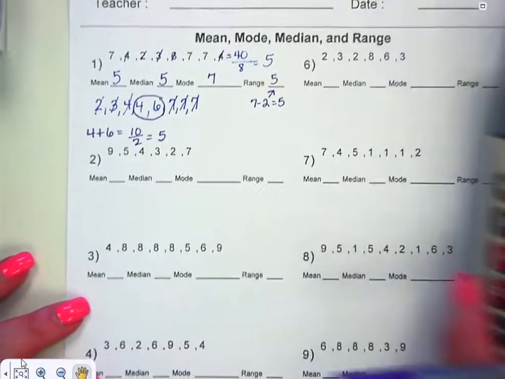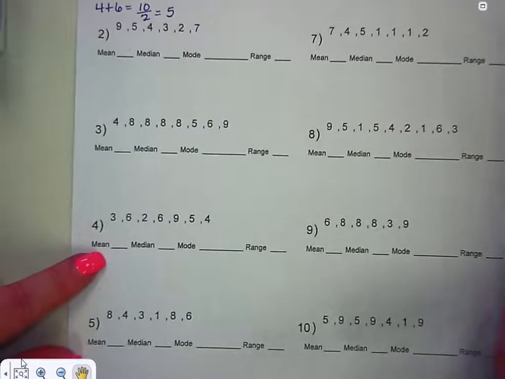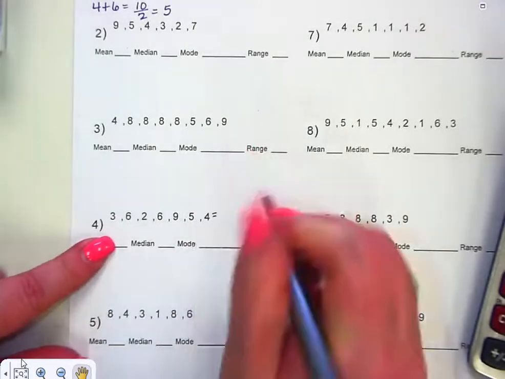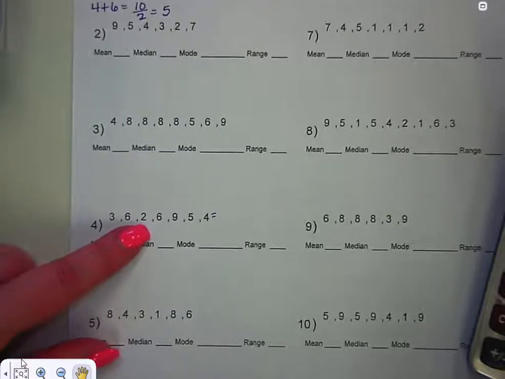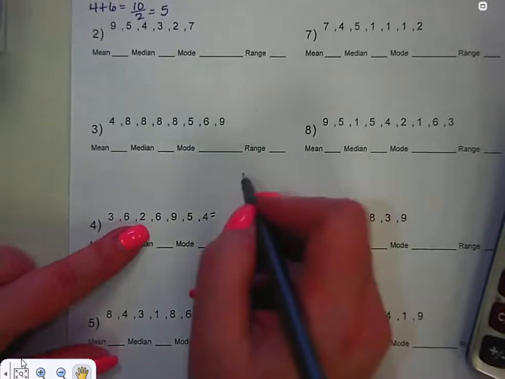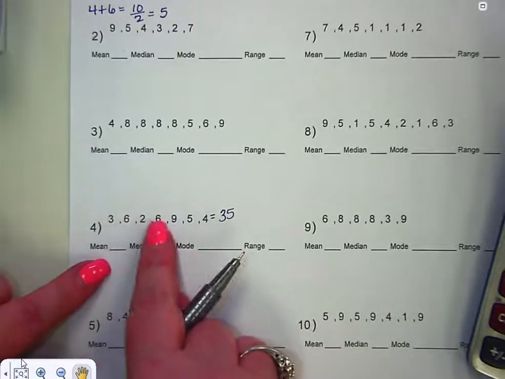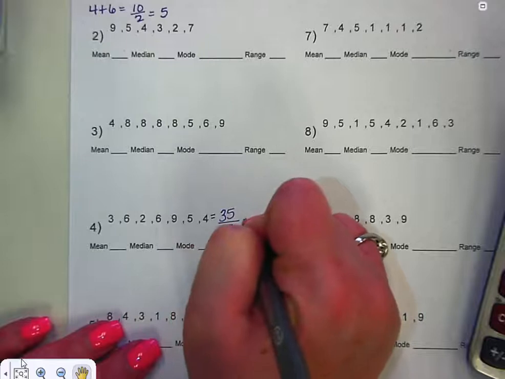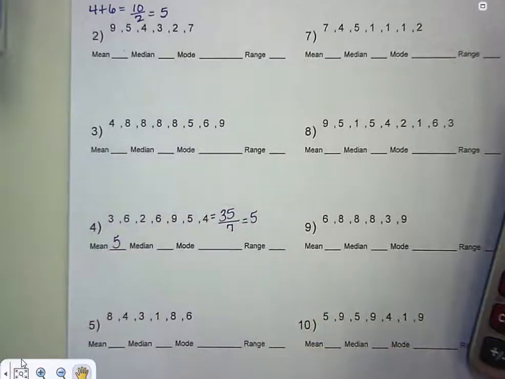Let's do number 4. Let's go down here to number 4. Mean, what do I need to do? You need to add them all up and get a total. 3 plus 6 plus 2 plus 6, 9 plus 5 plus 4. And you get 35. 1, 2, 3, 4, 5, 6, 7. So 35 divided by 7 equals 5. So your mean is 5.